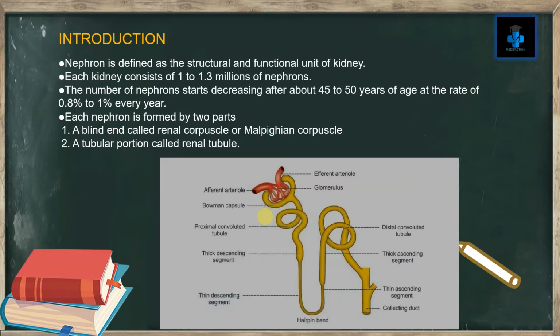Introduction. Nephron is defined as the structural and functional unit of kidney. Each kidney consists of 1 to 1.3 million nephrons. The number of nephrons starts decreasing after about 45 to 50 years of age at the rate of 0.8% to 1% every year. Each nephron is formed by two parts: a blind end called renal corpuscle or Malpighian corpuscle, and a tubular portion called renal tubule. So this is what a nephron looks like. Let's move to detail.